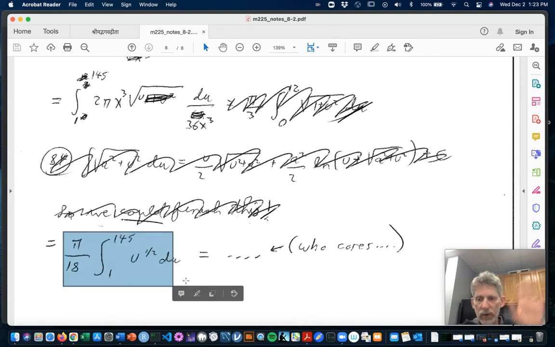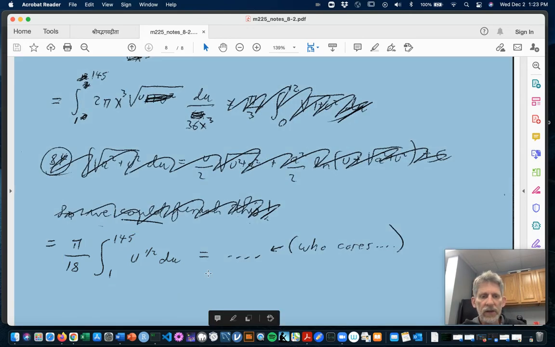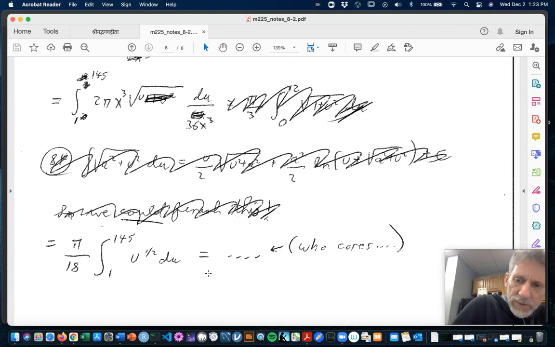Who really cares what the actual answer is? The idea is we can get it. So that's just the one example with surface area. The drama of it is really very much like the dramas that you might get when you're doing arc length.